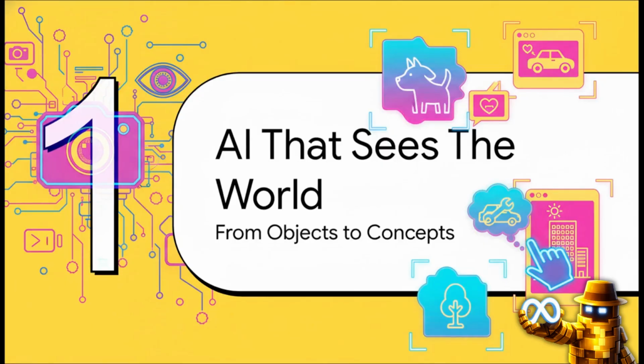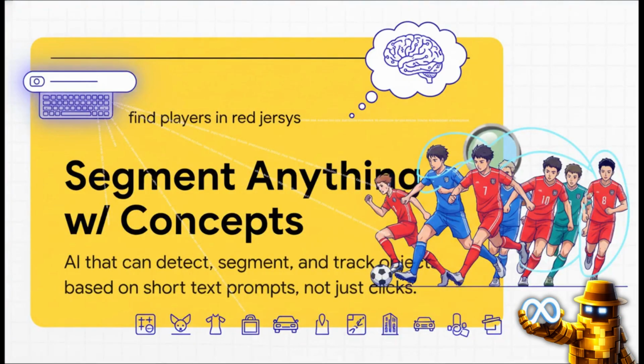Well, this is the latest version of Meta's Segment Anything model family, or SAM for short. And the big idea with this new version is a massive upgrade. It's moving from just being able to draw an outline around a shape to actually getting the concept of what that shape is. And the core innovation here is something they call Segment Anything with Concepts. Now, this is an absolute game changer. Why? Because it lets the AI understand and respond to simple text prompts. So instead of you having to manually click on every single object you want to find, you can just type a phrase like, "Find all the players in red jerseys," and boom, the AI instantly gets that concept and isolates every single one of them.